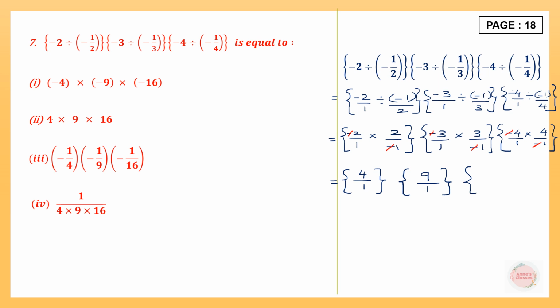Now here again multiply the numerators, 4 fours are 16, and in the denominator we have 1 ones are 1. Close brackets. So this will be 4 by 1 is 4, into 9 by 1 is 9, into 16 by 1 is 16. Now our answer is 4 into 9 into 16. Now look at the options and see where we have that. Option 2 is that, isn't it? 4 into 9 into 16. So this is our answer.